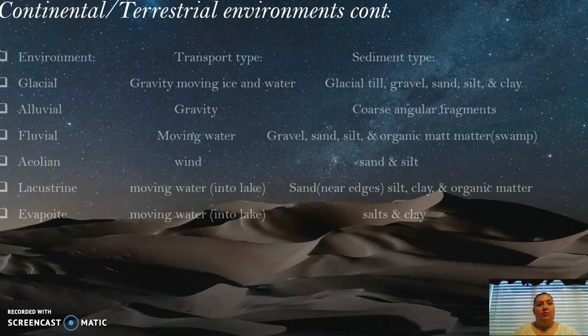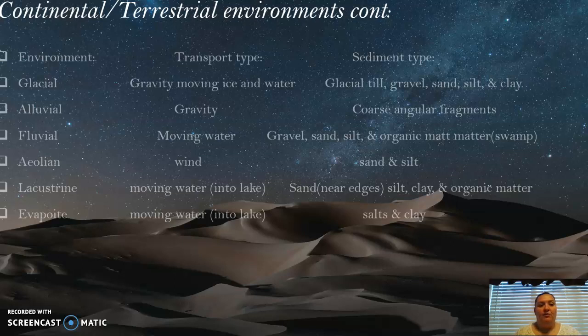All right, here we have a little bit more information. First, we're going to have the environment, the transport type, and the sediment type. For the glacial environment, the transport type is gravity, moving ice and water, and the sediment types there are glacial till, gravel, sand, silt, and clay. The alluvial transport type is gravity, and that causes coarse angular fragments.